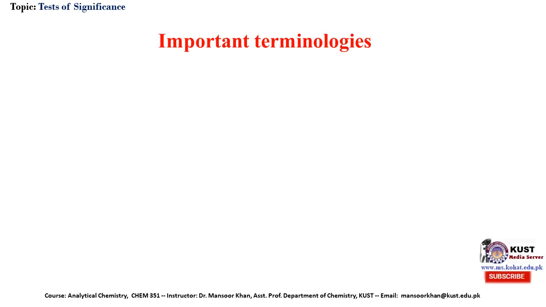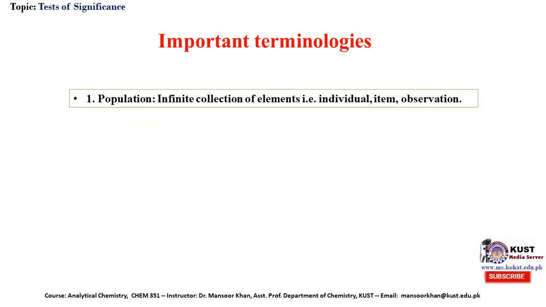Before directly going into the test of significance, it is very important to understand some terminologies which will be used in test of significance. So the first one is population. Often we will see the word population when we discuss test of significance. So what is population? Population is basically an infinite collection of elements, for example individuals, items or observations.